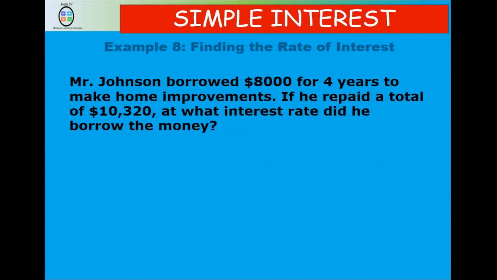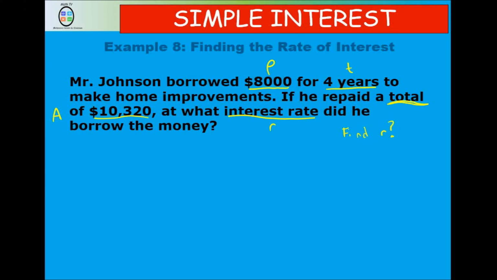So the first thing I said you need to do was do what? Identify your principal, identify your time. Now this time they gave us what? This is his what? Final amount. That's the final amount that he paid. Notice it says total. Please remember, total is final amount. And then it says what's the interest rate. So we're trying to find R. So we need to find R. Identify what the question is asking you.